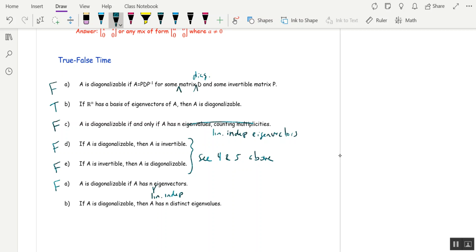And then the last one seemed to be back to B again. If A is diagonalizable, it has n distinct eigenvalues. Again, that's false. The theorem goes the other way. If it has n distinct eigenvalues, it's diagonalizable. But if it's diagonalizable, it doesn't have to have n distinct eigenvalues. So see the example on page 2. Okay, and that is it.